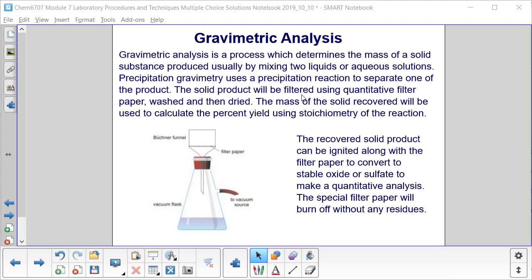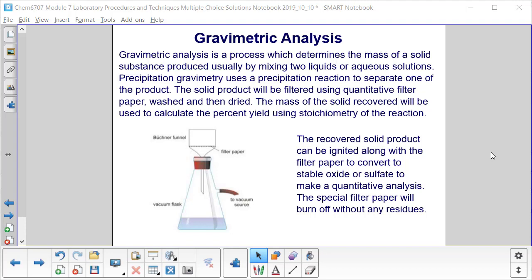Gravimetric analysis is a process which determines the mass of a solid substance produced, usually by mixing two liquids or aqueous solutions. Precipitation gravimetry uses a precipitation reaction to separate one of the products. The solid product will be filtered using quantitative filter paper, washed and then dried. The mass of the solid recovered will be used to calculate the percent yield using the stoichiometry of the reaction.